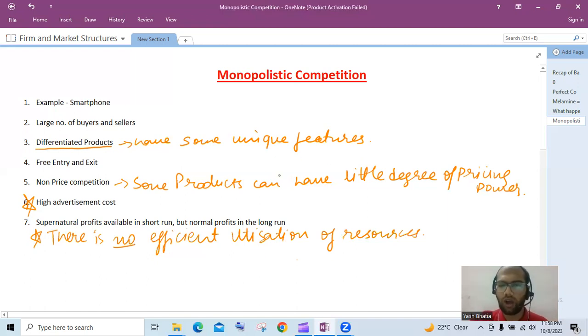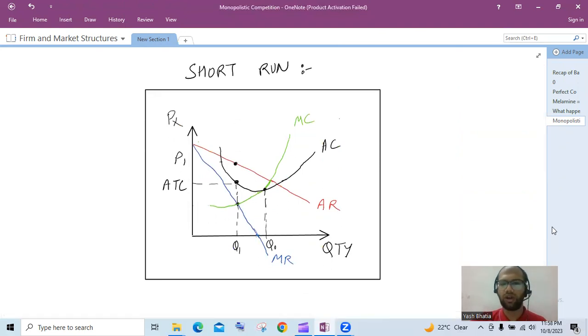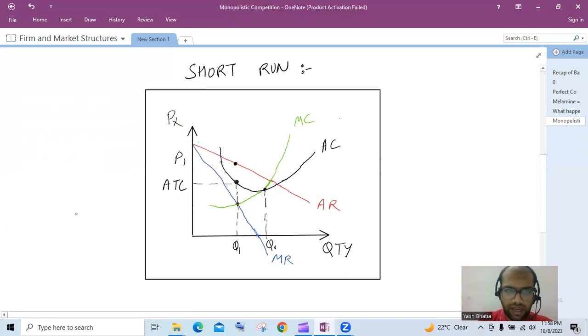Now, let's see what the demand curve of monopolistic competition looks like in the short run. You can see on the screen, this is monopolistic competition. The demand curve is given by the AR curve. It is this red line in the diagram. This red line, AR, is the demand curve for monopolistic competition. The MR curve lies below the AR curve. This is not perfect competition, so it is not a straight line. AR is elastic, but MR lies below the AR curve. The blue line is the MR curve.